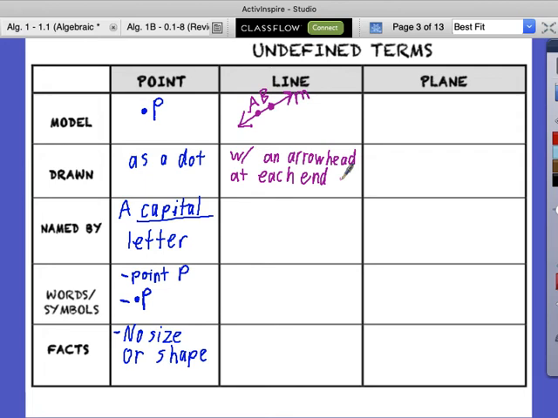We name a line by two points on the line. So we use two points on the line, or we use a lowercase letter.